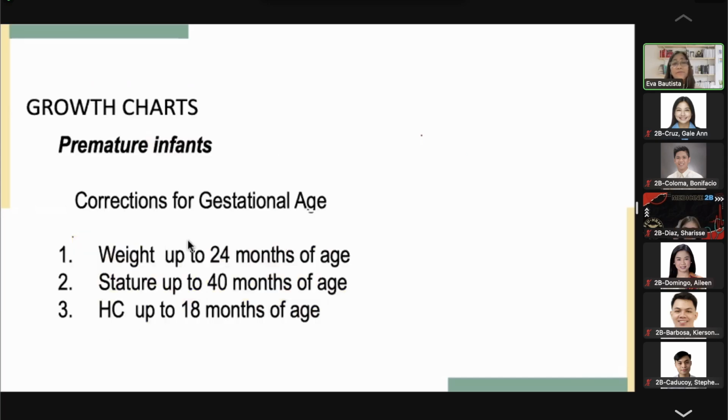So premature infants will have corrections for gestational age. So special growth charts, as I have shown earlier, are being used for preterm infants, and the corrected age should be used because if not, the infant may appear to be growing suboptimally. So they may continue to show catch-up growth through early school age, and most achieve weight catch-up during the second year of age, okay? So there is a catch-up, we observe that.